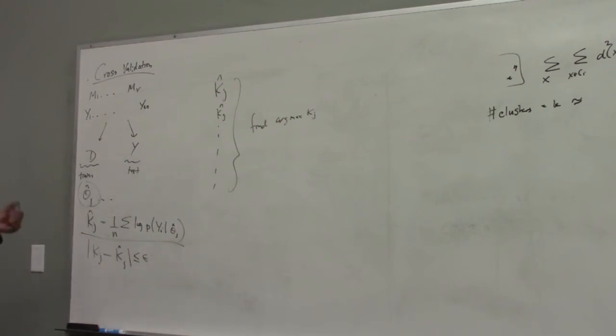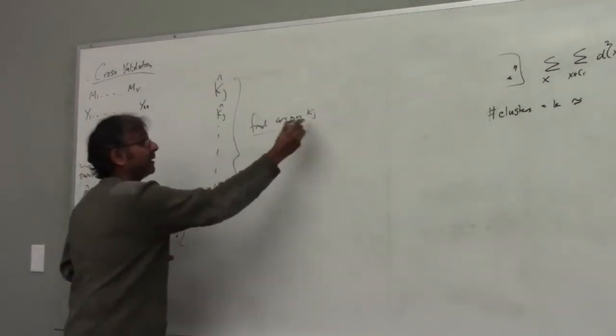So this is yet another way to choose the right model. It's not a direct functional minimization, but it's an easy way to sort of figure out what the right model for your number of clusters is.